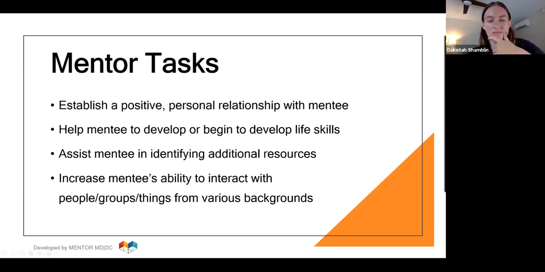Mentor tasks. This is another opportunity where we can have mentors dig a little deeper into what these tasks are and how we can exhibit them. So establish a positive and personal relationship with your mentee. Ask how we can establish that positive personal relationship. How have they established those relationships with other people? Also, developing life skills: help them identify what life skills those are and how we can establish them. And those additional resources that mentees might need.